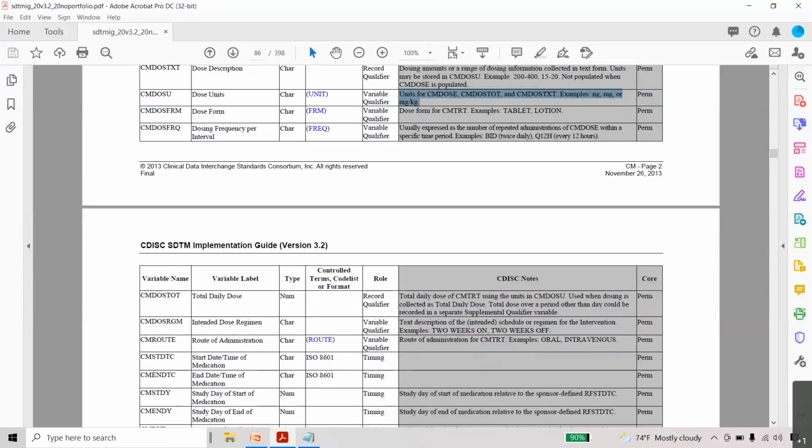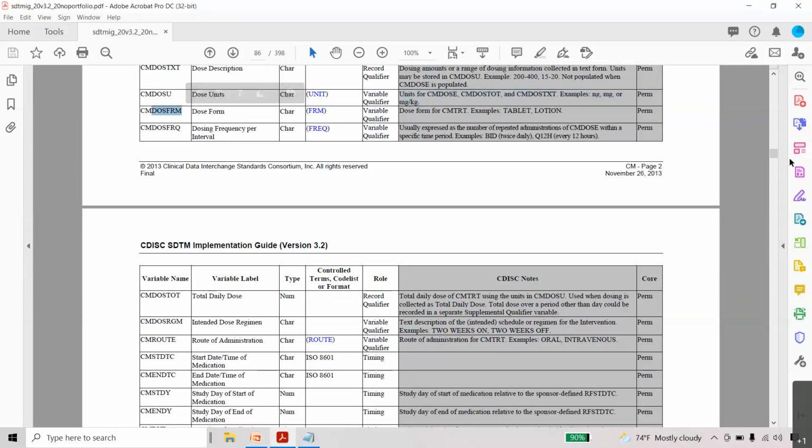Next one is CM dosage form. So what type of dosage form is the subject taking? It depends: a tablet, capsule, or any lotion. That information we can see in the CM dosage form.